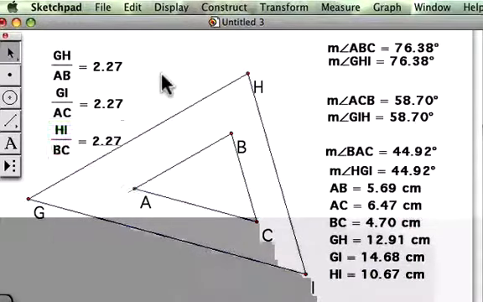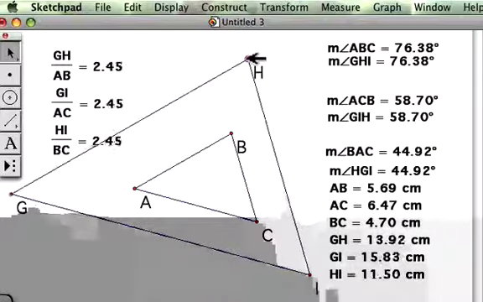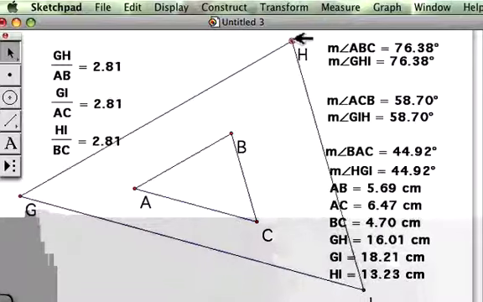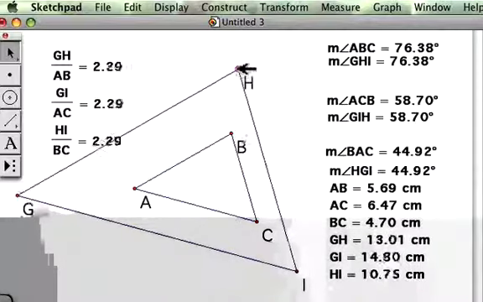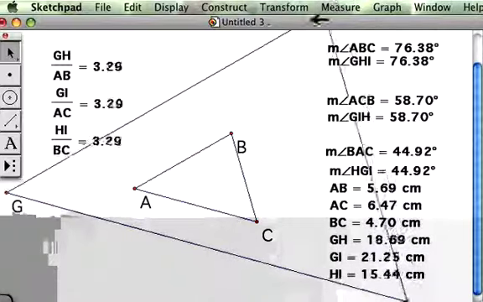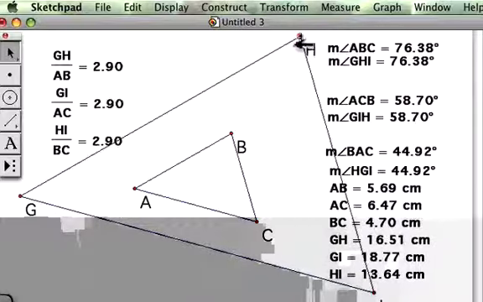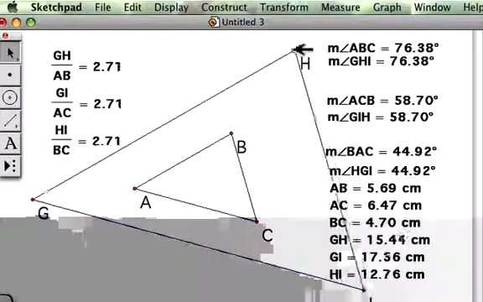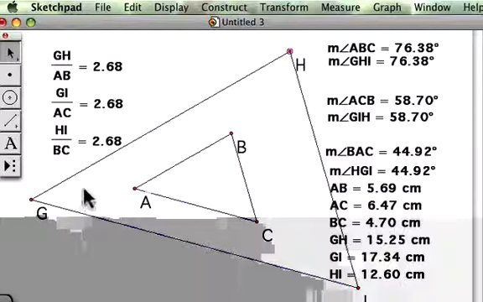All right. What you're going to do now is click on angle GHI, which is this one here, and drag it around and take some measurements. What you're going to notice here is that triangle ABC stays the exact same. But what I want you to notice is the values of the ratios. They are changing, but what other observation can you make here?